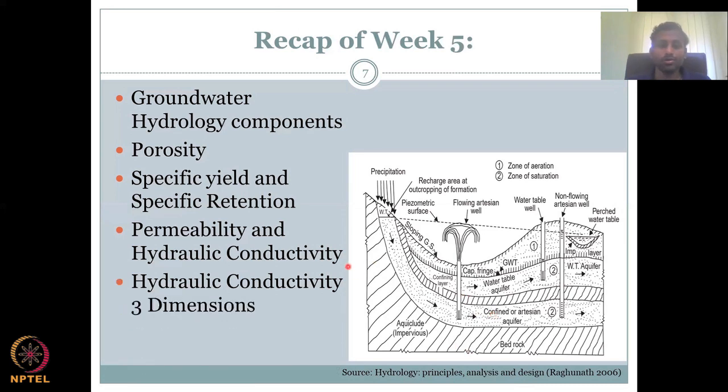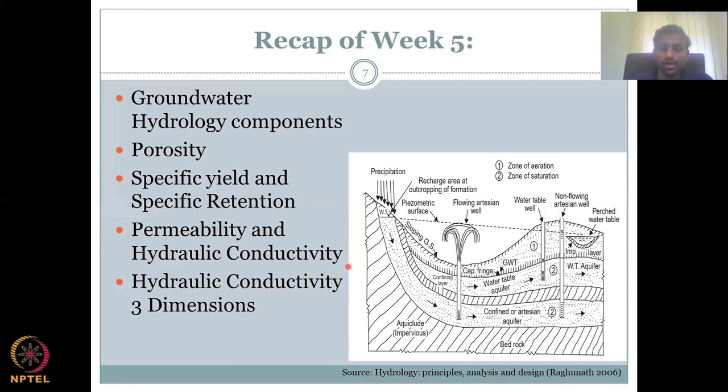Then we moved on to hydraulic conductivity in three dimensions, and the complexity of it. Because we know the variations occur, we looked at the three-dimensional aspect and how complex it is to solve these equations, which guarantees that it will take a long time to do manually, and some errors can creep in. So it is always good to use a model.